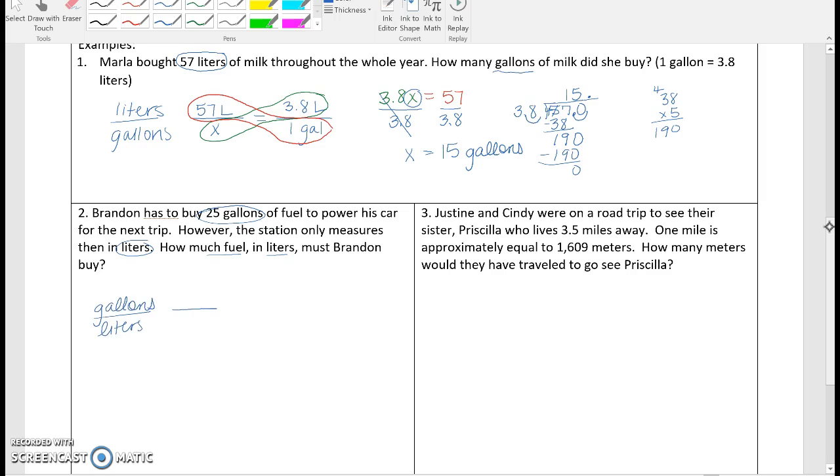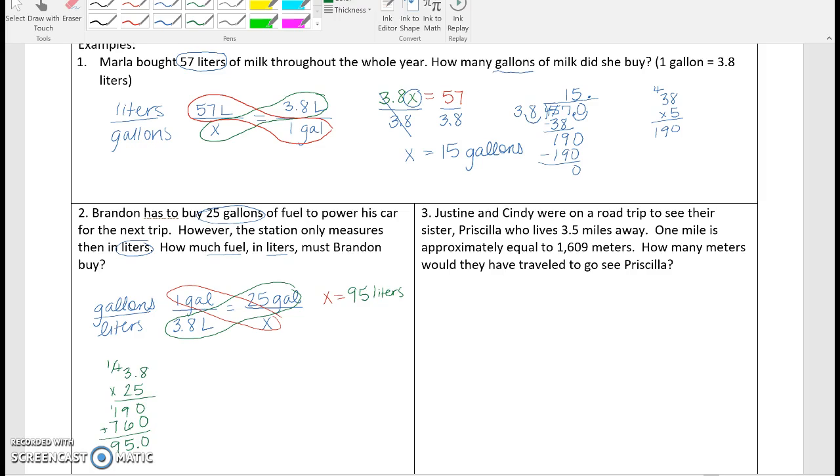I know that 1 gallon is equal to 3.8 liters. Then that's equal to 25 gallons, since he has to buy 25 gallons. Gallons is on top, so I'm going to put 25 gallons up top, and X is going to hold my spot. Yet again, you're going to do your cross product. 1 times X is X. On the other side, you're going to do 25 times 3.8. This time we don't have to divide because X is by itself. Go ahead and pause and do that now. When I multiplied, I got 95, and since it's on the bottom, my answer is in liters.